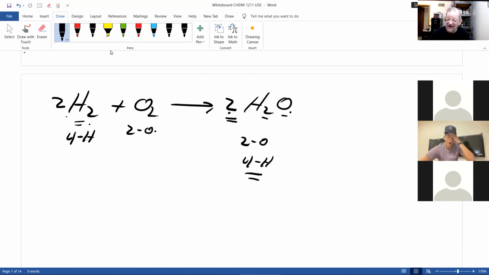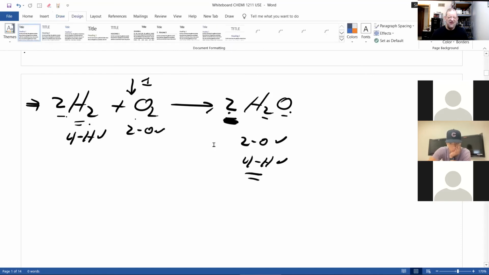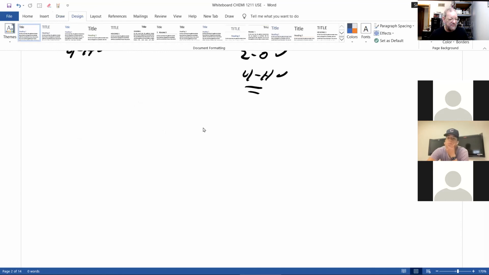And I like to do accounting, like when you balance your checkbook, which is one of the things I hate to do, but I know it's important. 4 hydrogen, 4 hydrogen, 2 oxygen, 2 oxygen. This is balanced. And what this tells me in this balanced equation, I react 2 molecules of hydrogen, when there's no number there, it's the number 1, with 1 molecule of oxygen to make 2 molecules of water. And that's how you balance a chemical equation.